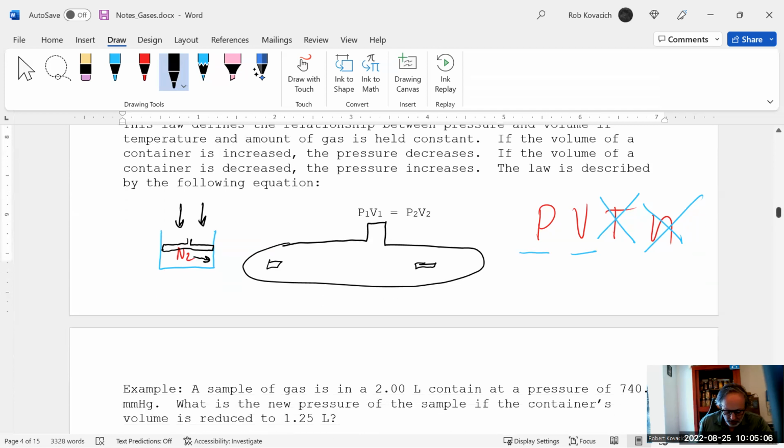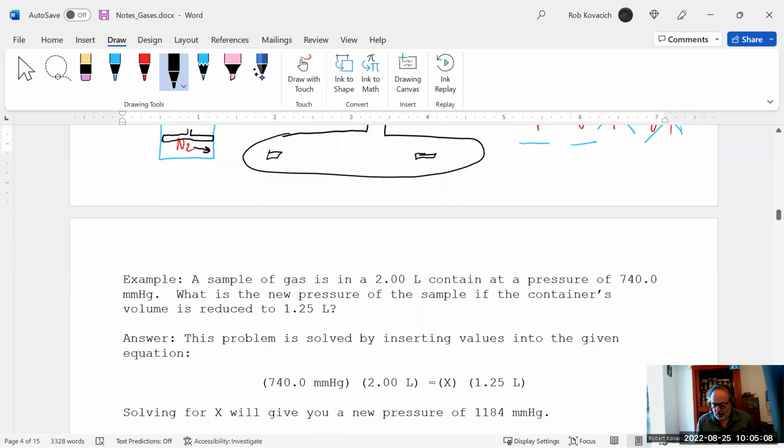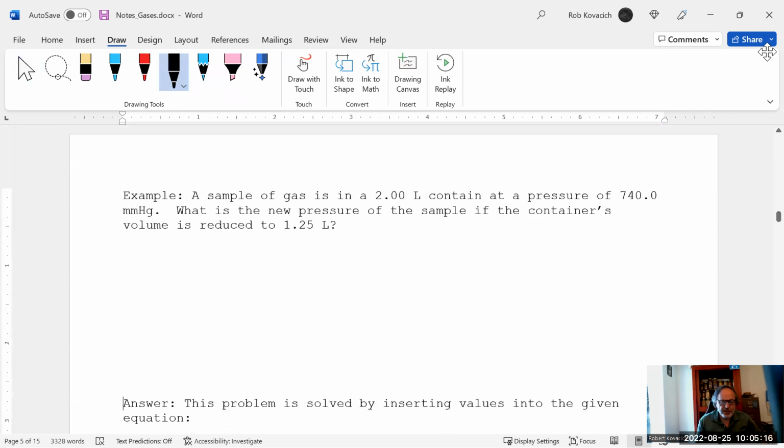All right, so we're going to do a calculation here. I'm going to make it so the math is actually below, and we'll just do it railroad track style. All right, so what I have here is a sample of gas that's in a 2-liter container, and the pressure is 740 millimeters of mercury. I want to know what the new pressure is when the volume is now 1.25 liters.